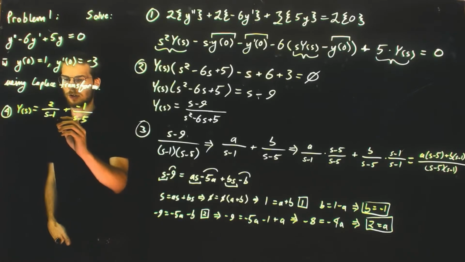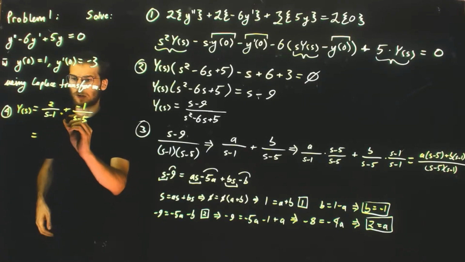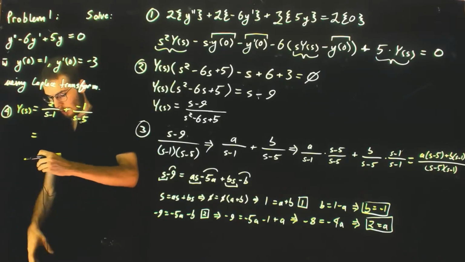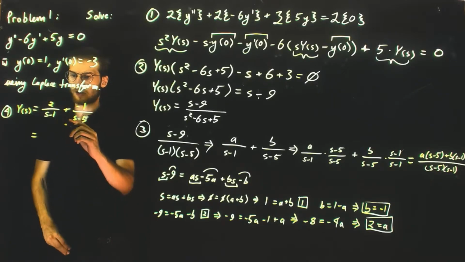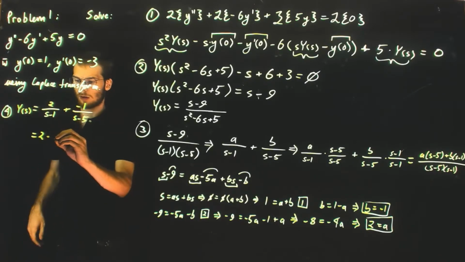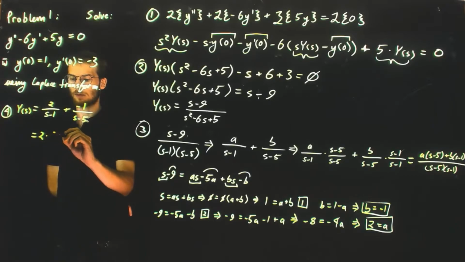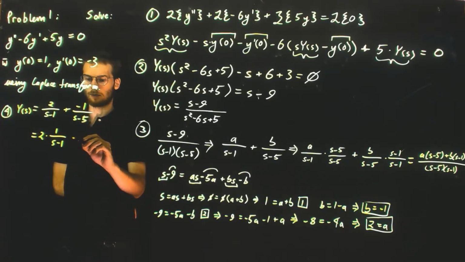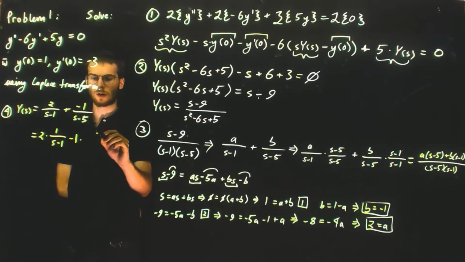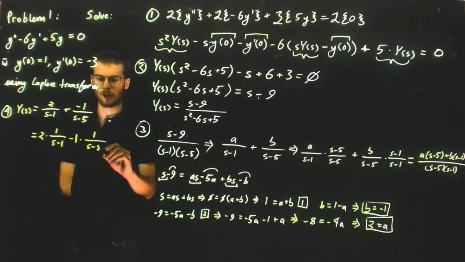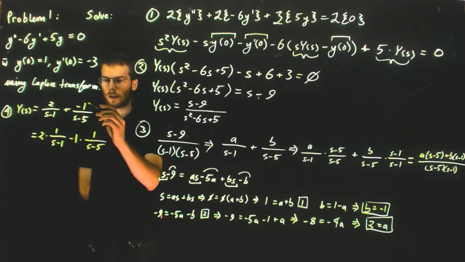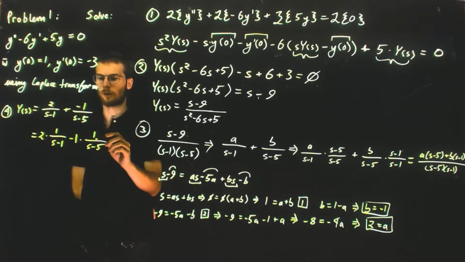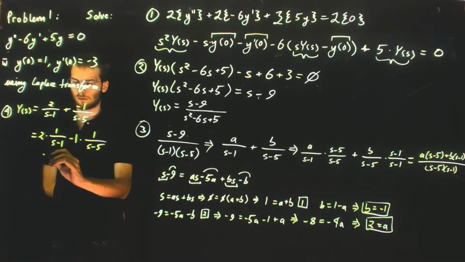So as I mentioned, we want to simplify this. What we can do is pull the numerator out, just as a means to making the inverse Laplace a little bit easier. So we'll have now 2 times 1 over s minus 1 minus 1 times 1 over s minus 5, or you can just present that as the -1 over s minus 5, whichever is easier for you.